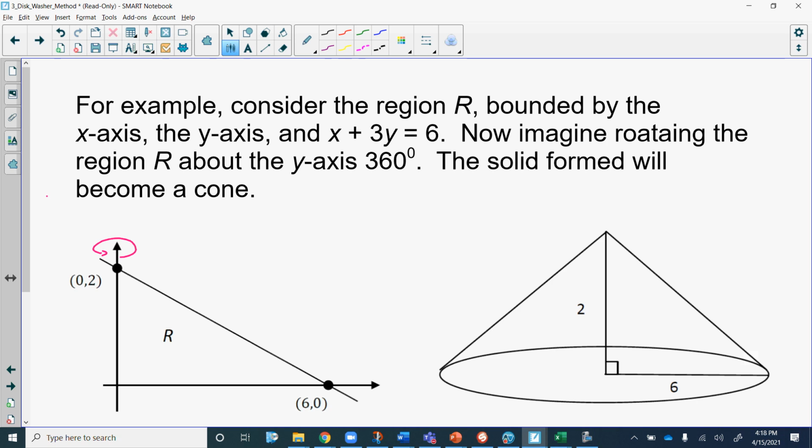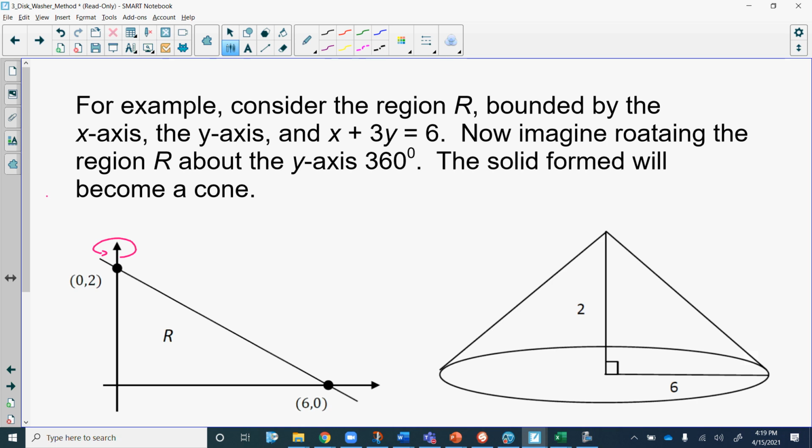Clockwise, counterclockwise doesn't really make a difference. We're just rotating it 360 degrees, and you can imagine if you had a piece of paper taped to a stick, and you just ran the stick in between your hands. The paper would move fast enough that you would be able to visualize the cone that would be created.